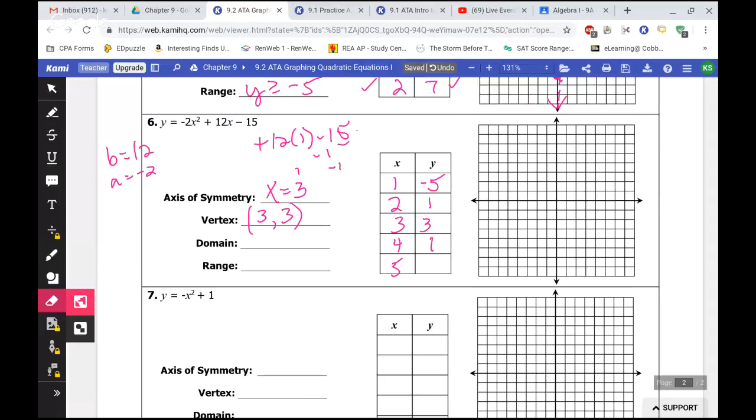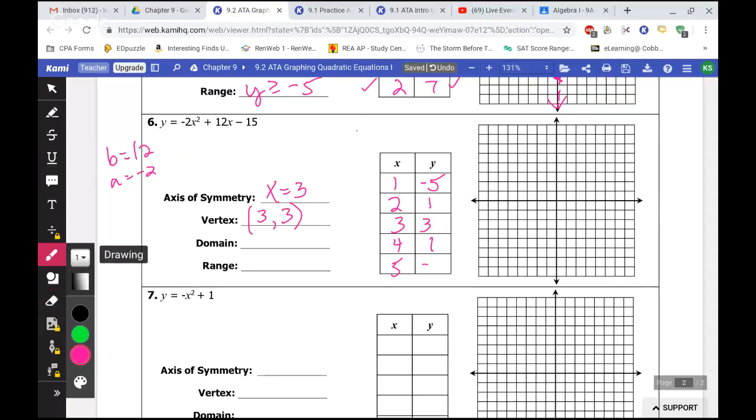What other one is going to give me an answer of -5? What X value, only one left, is going to give me an answer of -5? 5. Yes, good job. 5 is also going to give me that. So I'm going to plot that axis of symmetry. It's going to be a vertical line that runs through the X coordinate at 3. A vertical imaginary line that runs through the 3 coordinate.